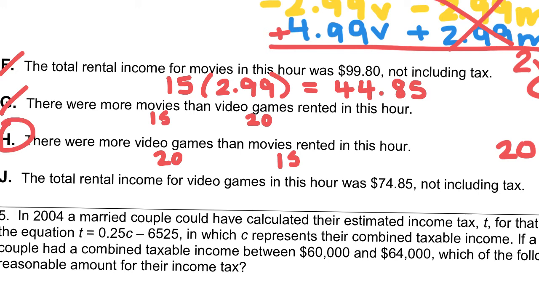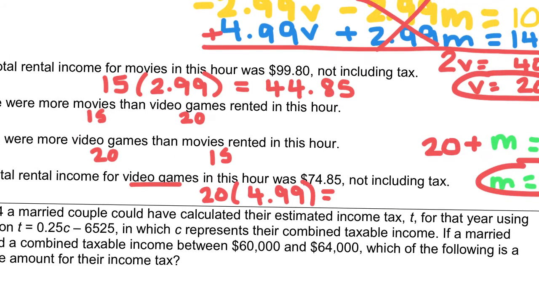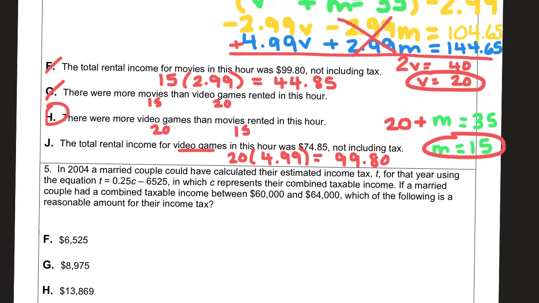But let's look at J. The total rental income for video games in this hour was $74.85, not including tax. So there were 20 video games, remember? And each video game cost $4.99 to rent. So you can see the income for that was $99.80. So that eliminates J, and we are sure of our answer H.